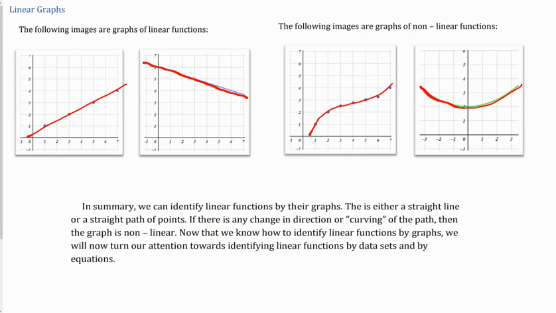In summary, we can identify linear functions by their graphs. There is either a straight line or a straight path of points. If there is any change in direction or curving of the path, then the graph is nonlinear. Now that we know how to identify linear functions by graphs, we can now turn our attention towards identifying linear functions by their data sets and by their equations.